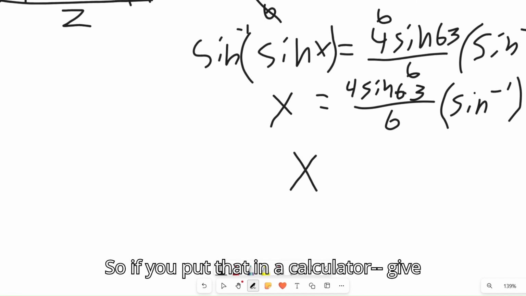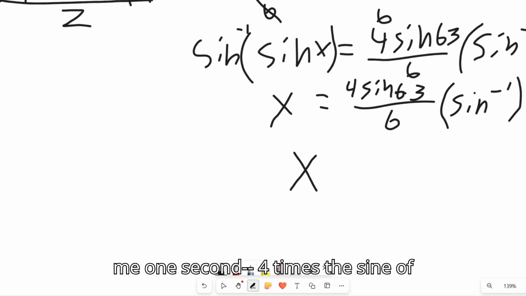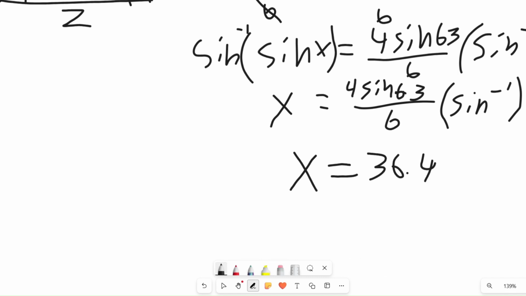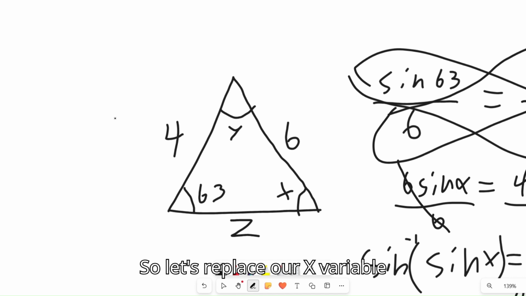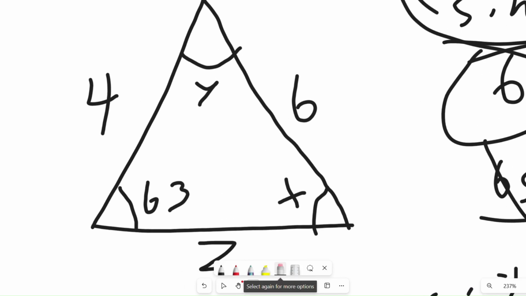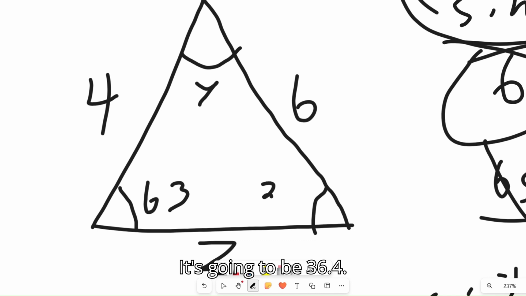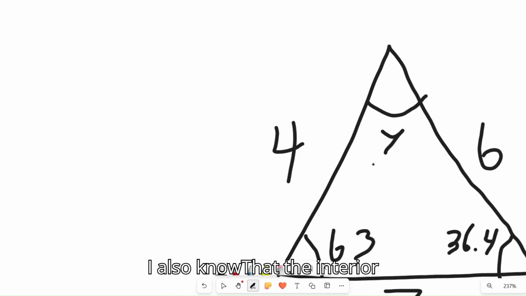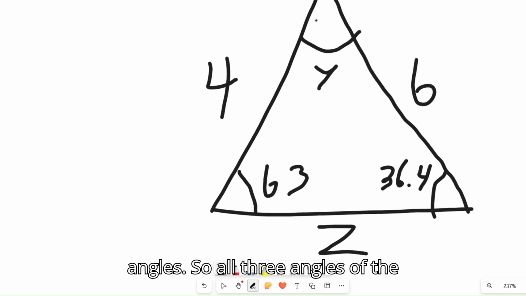So, if you put that in a calculator, 4 times the sine of 63 divided by 6, arc sine, equals 36.4, rounding to the nearest tenth. So let's replace our x variable right here. It's going to be 36.4.